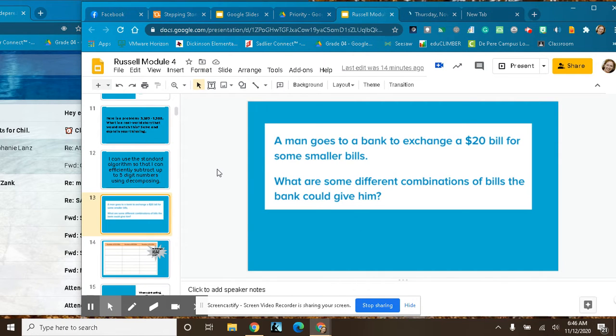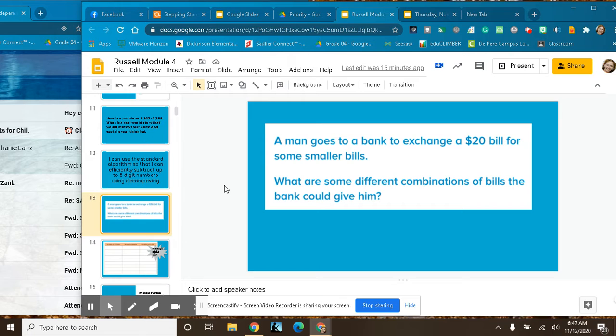Okay? So a man goes into a bank to exchange a $20 bill for some smaller bills. What are some different combinations of bills the bank could give him? Now, when I was teaching this in the classroom last year, some students needed an actual visual to understand what decomposing or trading in is.